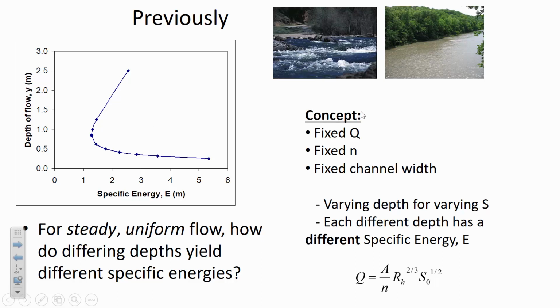So the idea there was that we had a certain flow rate that was fixed, a certain roughness that was fixed, and the channel geometry didn't change. But with varying slopes, there were varying depths. And so therefore, we could calculate what specific energy there was associated with each of those different depths. So that's just a refresher.